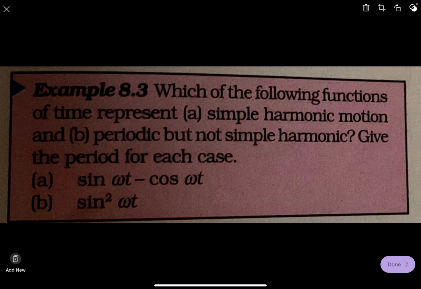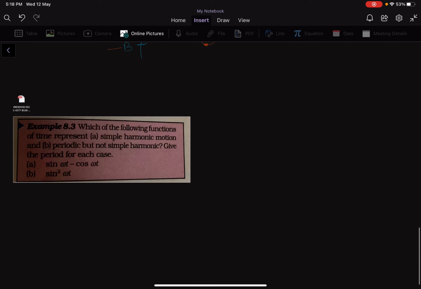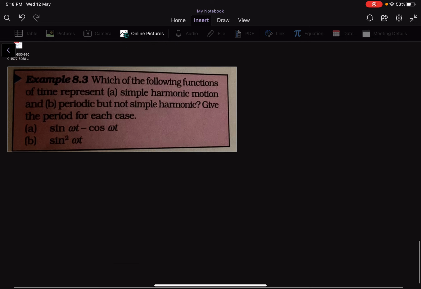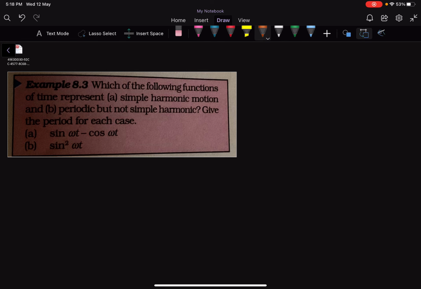I am going to explain example number 3 here. See here, which of the following functions of time represent simple harmonic motion and which are periodic but not simple harmonic motion? Give the time period for each case.